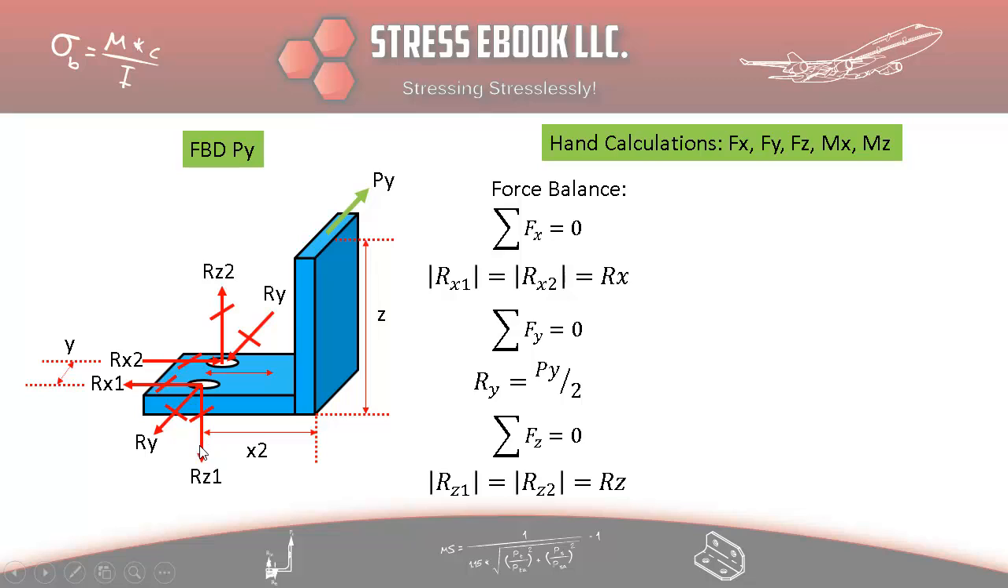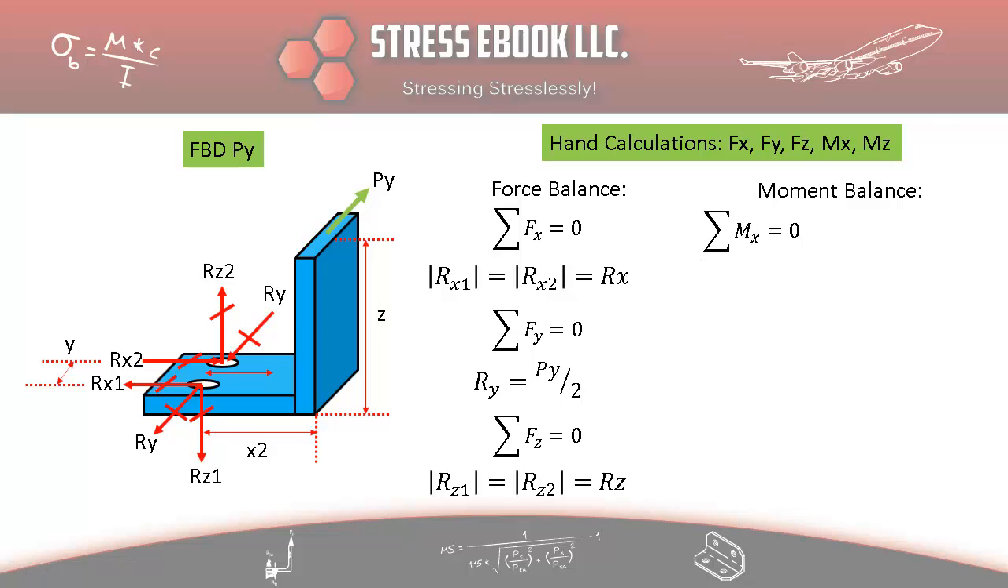That's why we have these two reactions, and we don't know what the values are yet, but we will assume both of these are equal to the value Rz. So these are our force balance equations. Next, we'll get into the moment balance. The first equation of course is Mx.